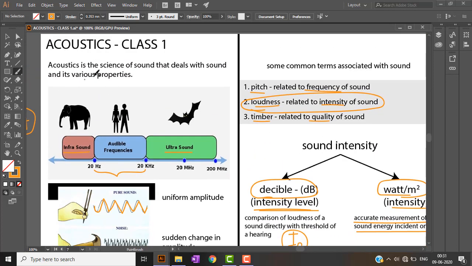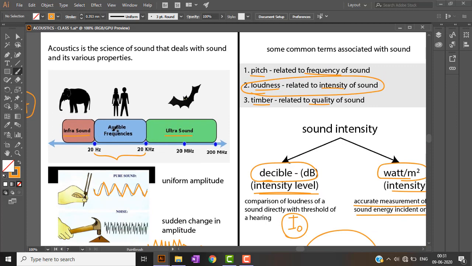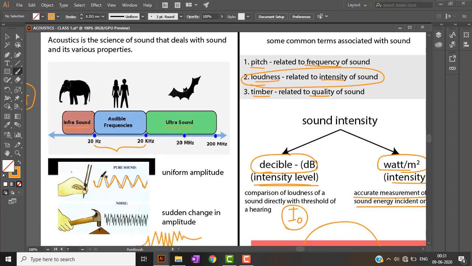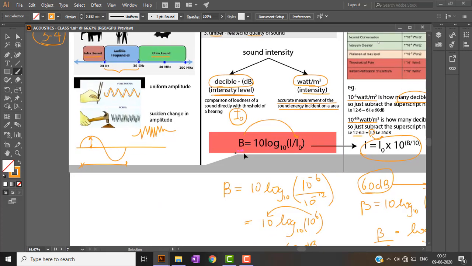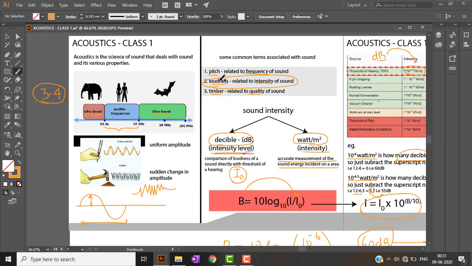So first we saw acoustics. There are three types of sound: infra, audible, ultra. Infrasound has its own frequency range. Some common terms are pitch, loudness and timbre. And sound intensity is classified into decibel, which is intensity level, and intensity, that's decibel and watt per meter square.